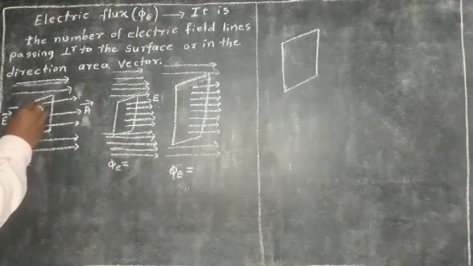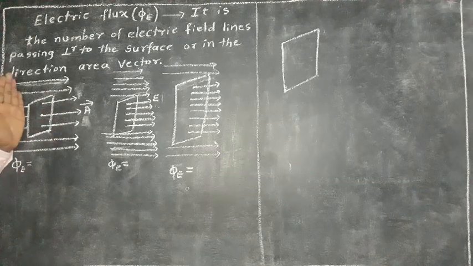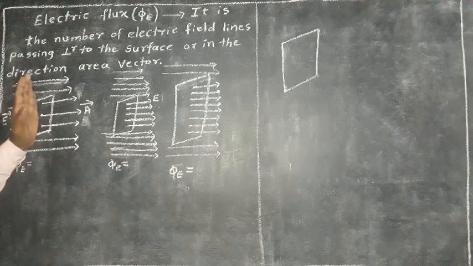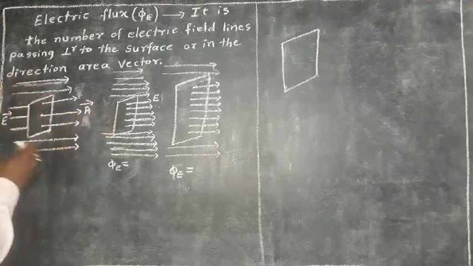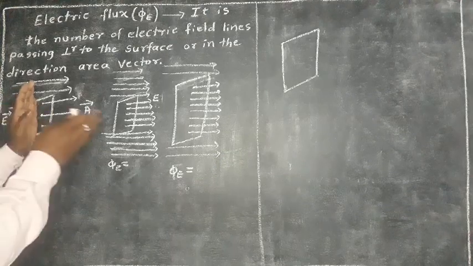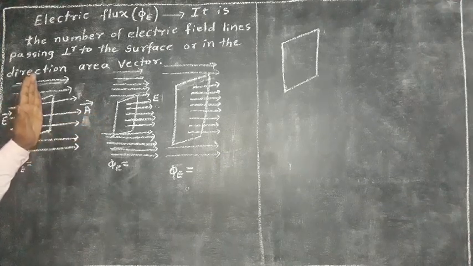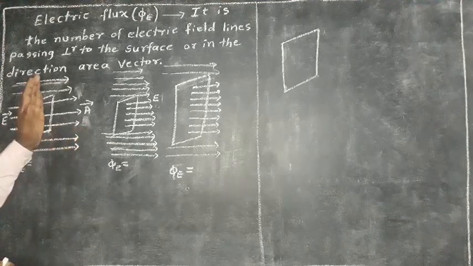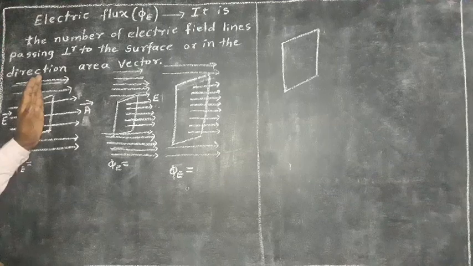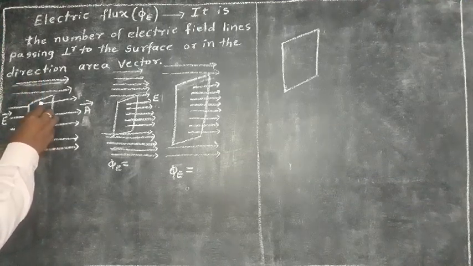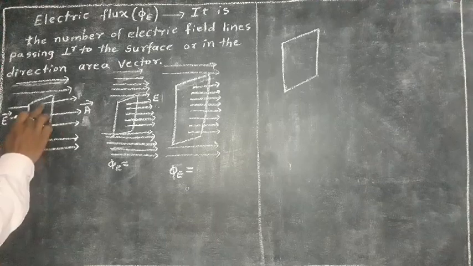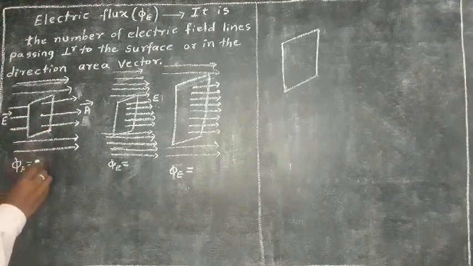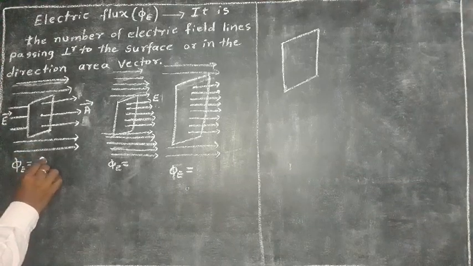Consider a surface and suppose the surface is perpendicular to the direction of electric field. Uniform electric field is in this direction, and a surface is placed perpendicular to the direction of electric field. Then the number of lines passing perpendicular to this surface are 1, 2, 3. Therefore, here electric flux is 3.